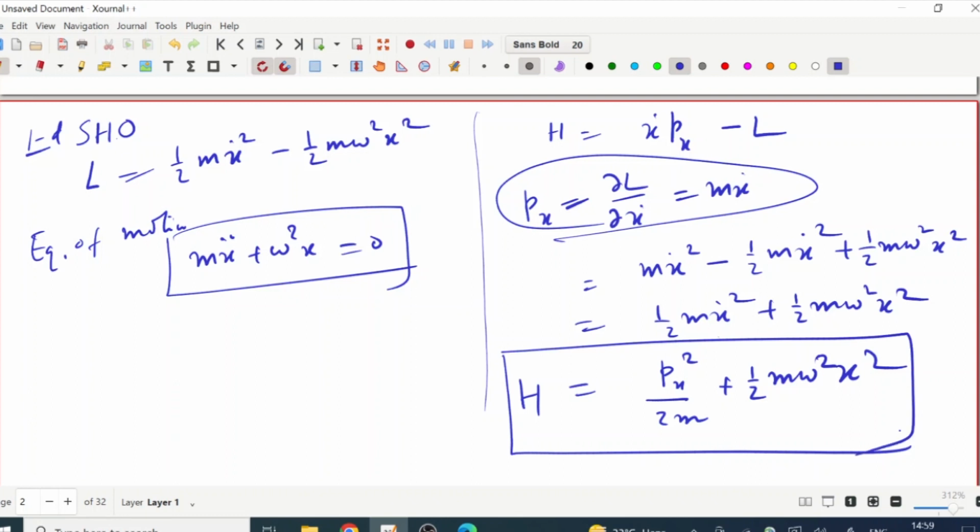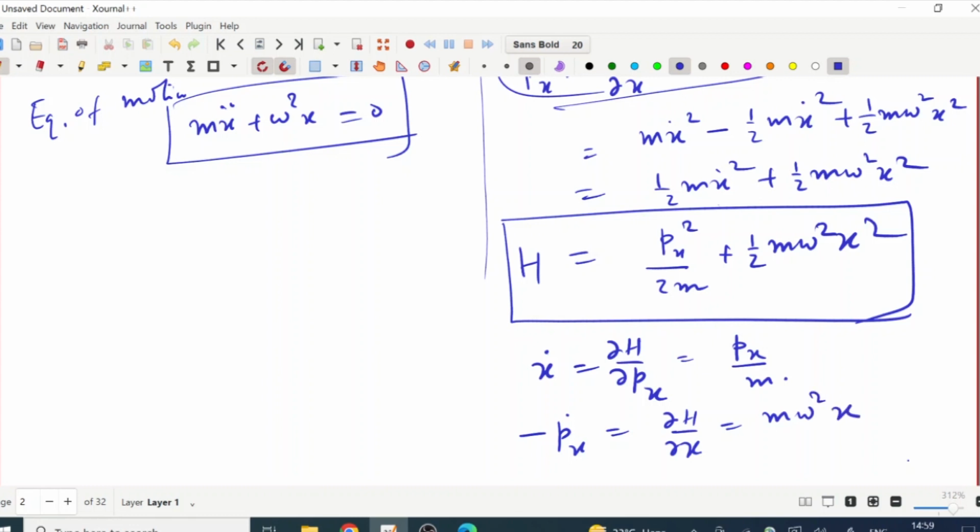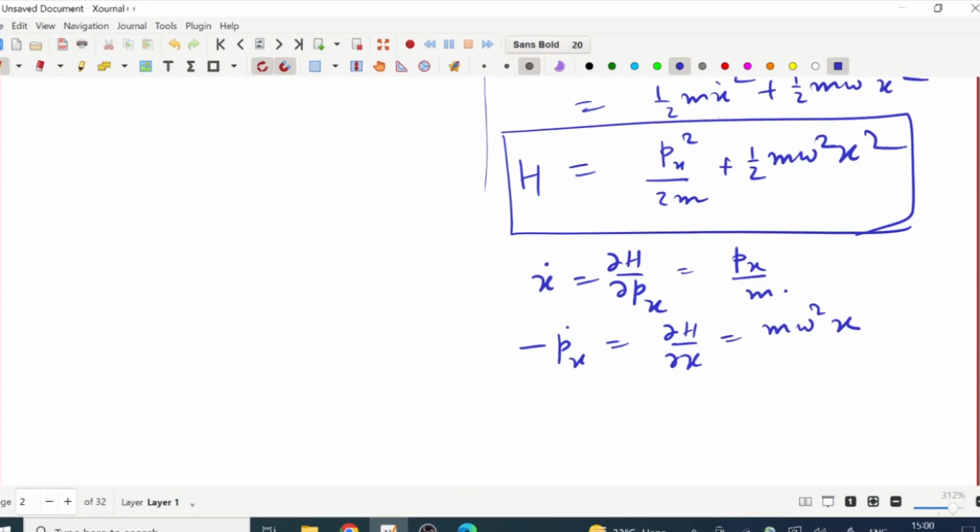So, this is the Hamiltonian for a simple harmonic oscillator, constructed from the same Lagrangian. So, we expect that the canonical equation from this Hamiltonian should be equal to the Euler-Lagrange equation from the Lagrangian. So, let us calculate the canonical equation for this system. x dot will be del H del Px, so that we get Px by m, and minus Px dot equals del H del x, which will be m omega square x. Okay. Let us consider this as the first equation and this as the second equation.